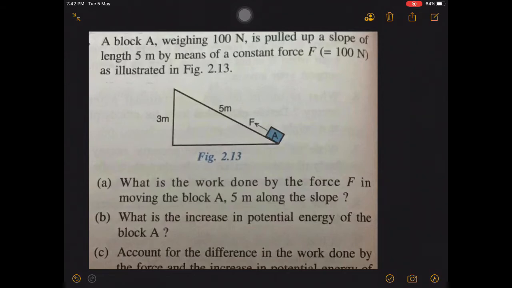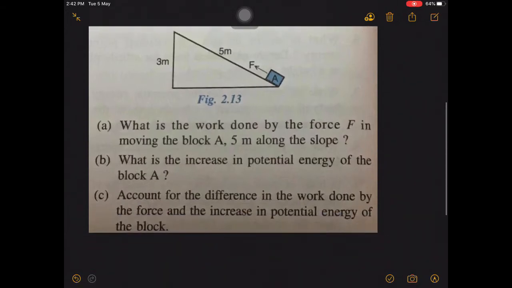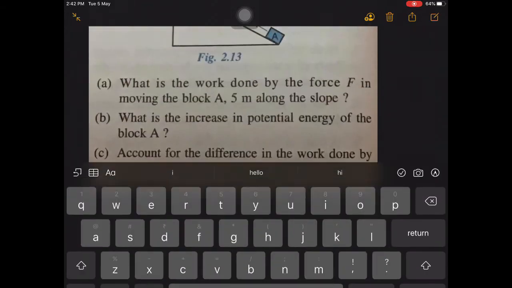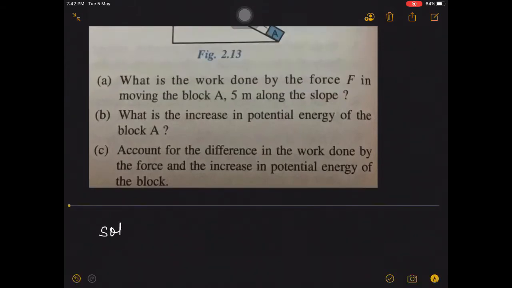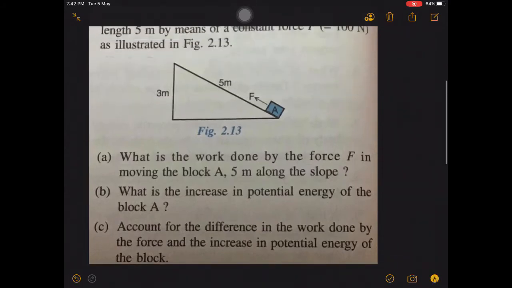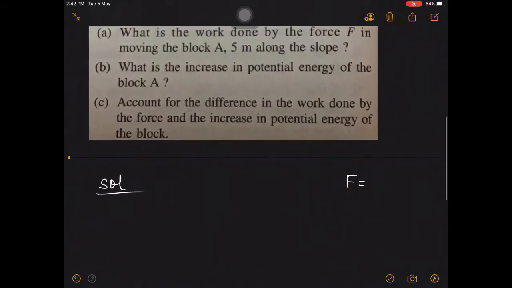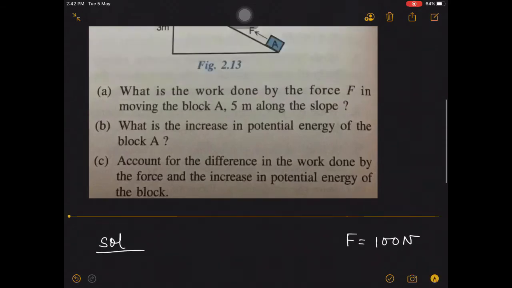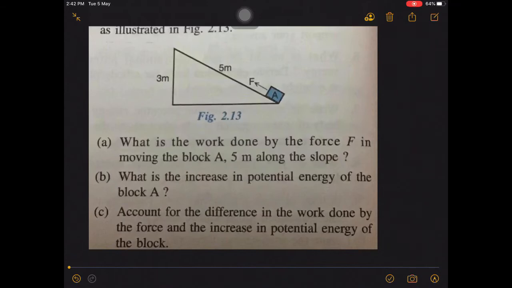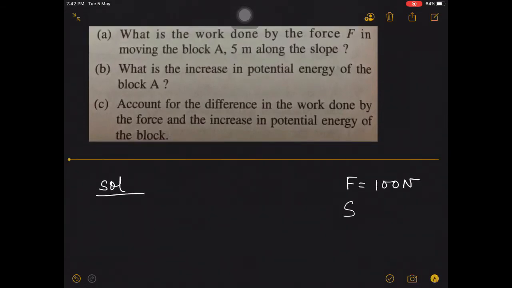Now see here, let me write it here. Solution. Force given is 100 Newton. So let me write it here first. And see in the figure, the length of the slope is 5 meter. So I am writing S, length of the slope 5 meter. What is the work done by the force in moving the block A 5 meter along the slope?